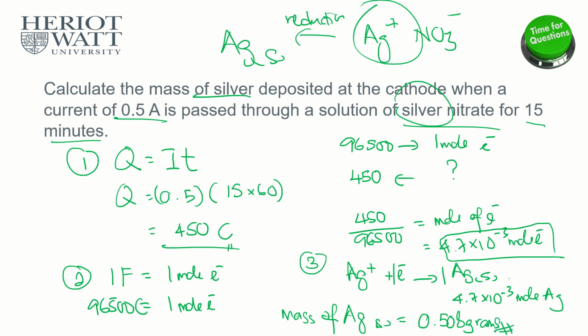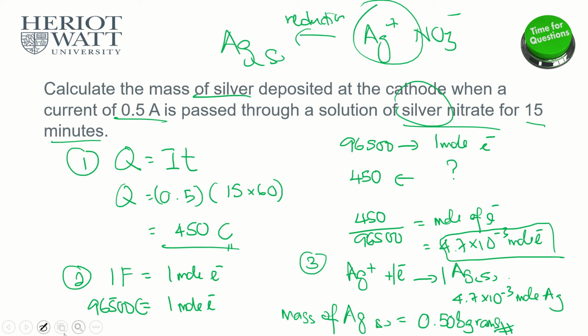Now, same question here. They might change it into different metals. They can change it into copper. Silver is plus, copper is 2 plus. So the equation and the ratio are important. But steps 1 to 3 that I showed you just now are going to be used for the same type of questions. So just follow these 3 steps.